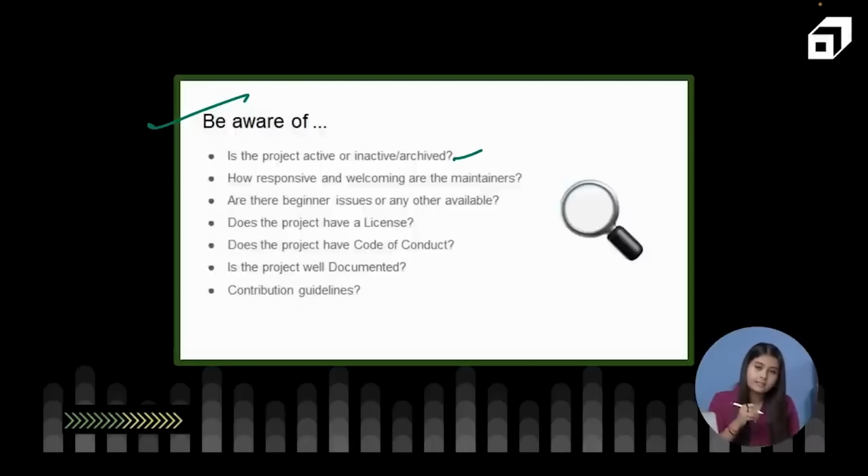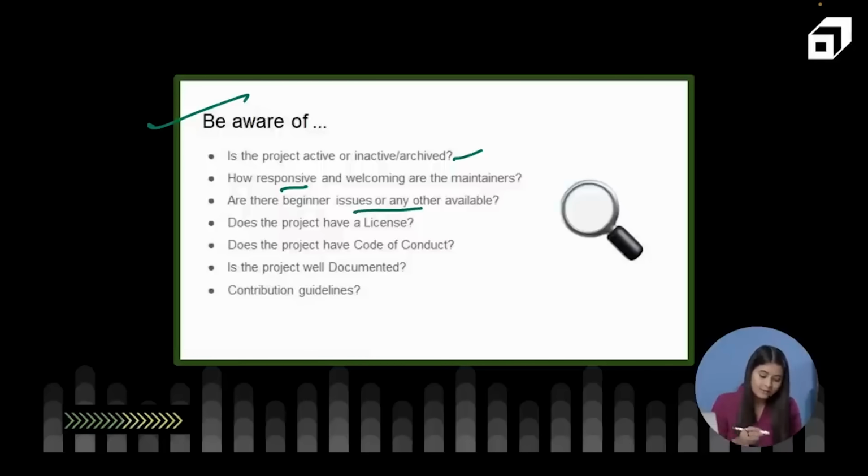Is the project active or inactive? You can check that via GitHub only. When was the last contribution done? How many people have forked that project, right? I just demoed how you can do that. Always check and understand how responsive and welcoming the maintainers are, because this is the thumb rule of open source communities. They should be welcoming, they should invite everyone to contribute to their project, right?